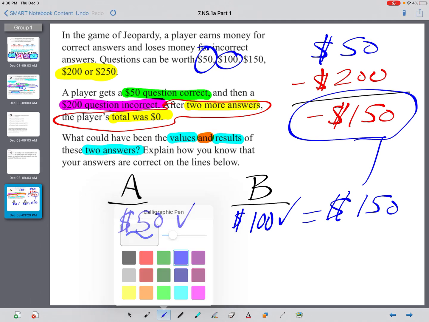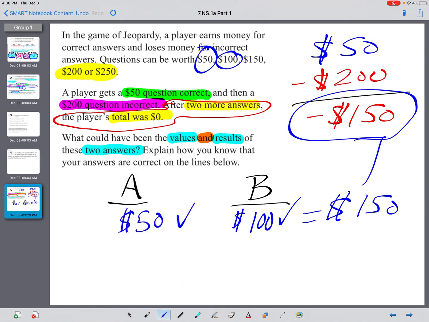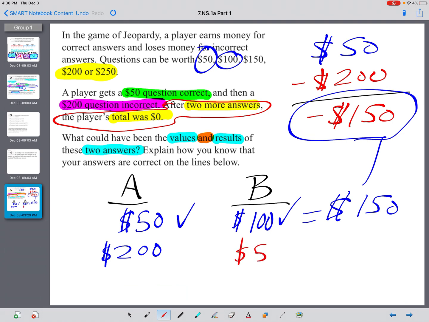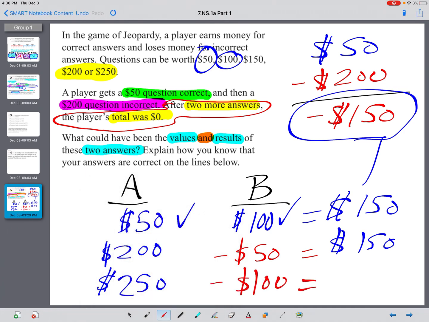There are some other ways this could have gone down as well. He could have answered a question correct for $200, but answered one incorrect for $50. This still is going to equal 150, because it's 200 minus 50. And even still, he could have answered a correct one for $250 and an incorrect one for $100. That still is going to come out to 150.